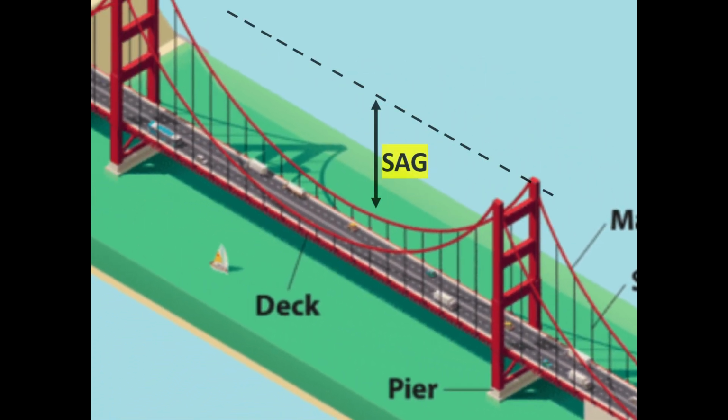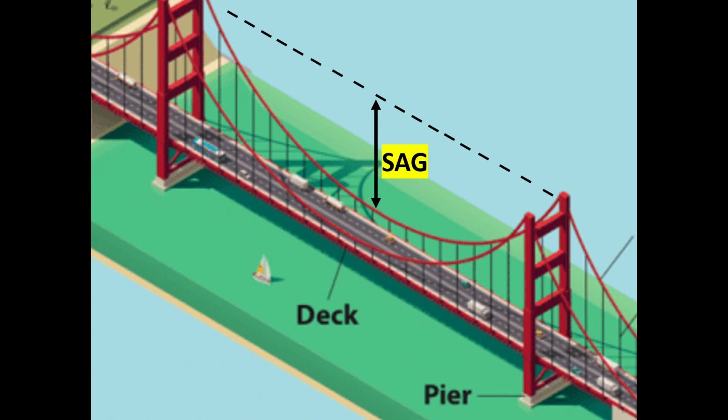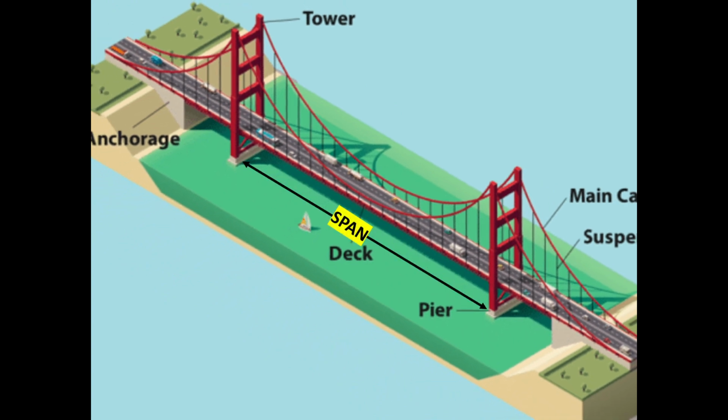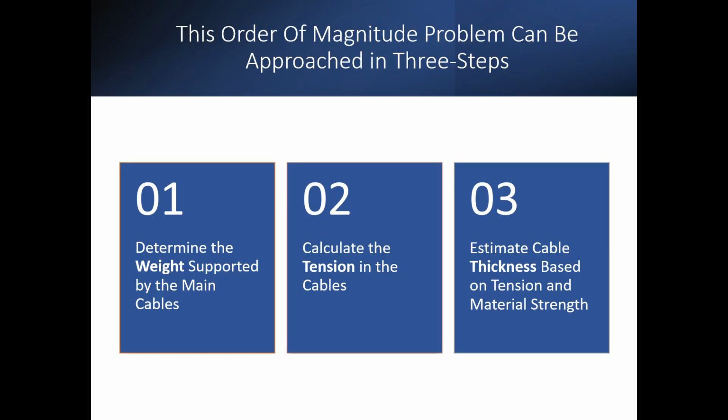Another thing you should know is the term sag. This is simply the amount that the cables actually sag down from the towers, so it's that vertical distance measured there. And thirdly, we have the span of the bridge, and that's simply the distance between the south and the north tower. To approach this problem, I want to break it up into 3 steps.